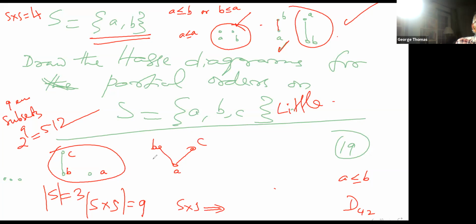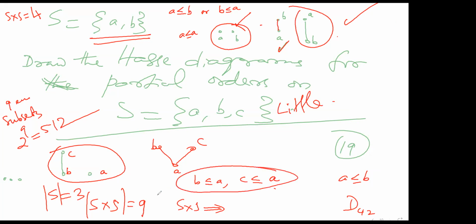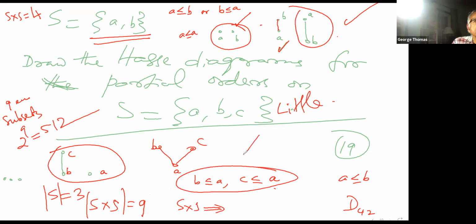There is one. A, B, C. What does this mean? B less than or equal to A, C less than or equal to A. You check if this is a partial order. And there are other diagrams like that. And you have to label them. This may be A, this may be B, this may be C, or you might have another one where this may be B, this may be C, this may be A, or C, B.